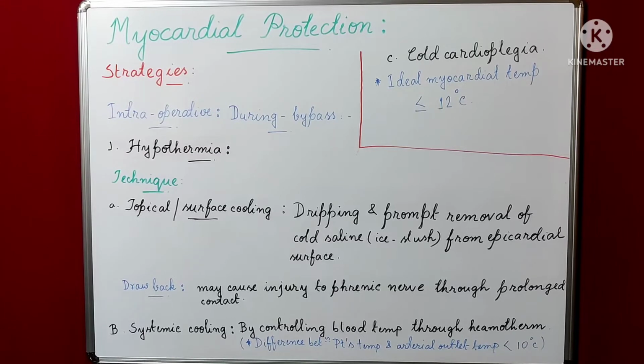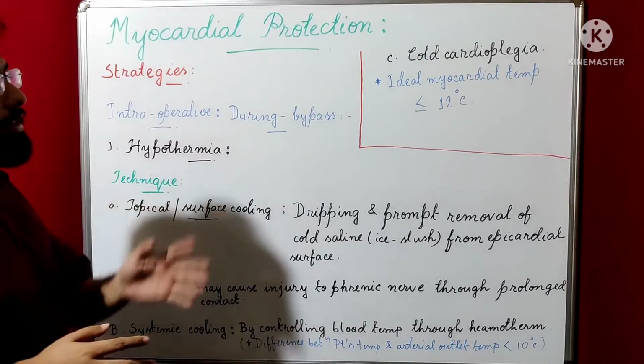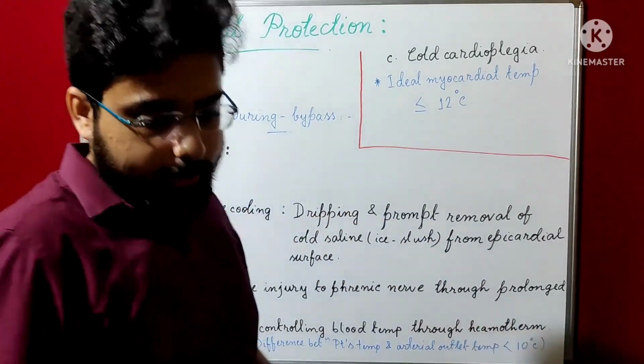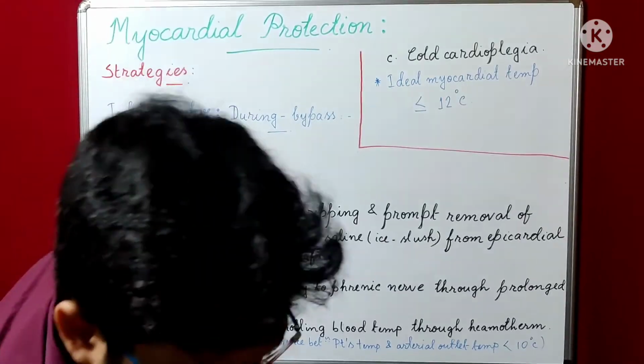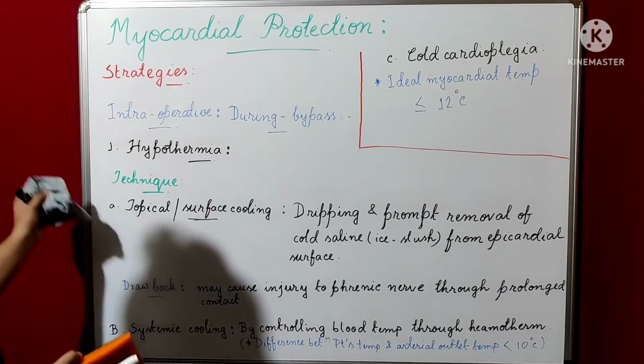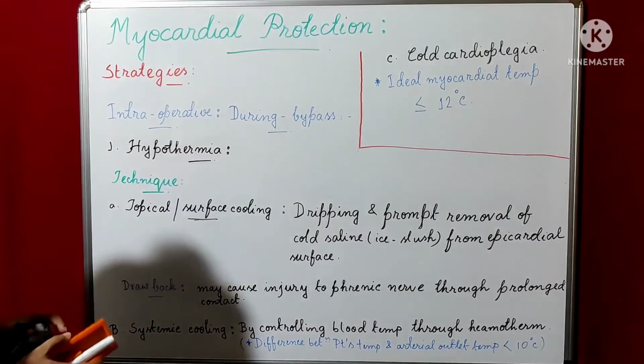And the last strategy is cold cardioplegia, to infuse the cold cardioplegia to reduce the myocardial temperature, and the ideal myocardial temperature should be less than or equal to 12 degrees. Now the cold cardioplegia, its advantages and disadvantages will be elaborated in the later part. The next strategy is the cardioplegia. Before that we will see some advantages and disadvantages of hypothermia.